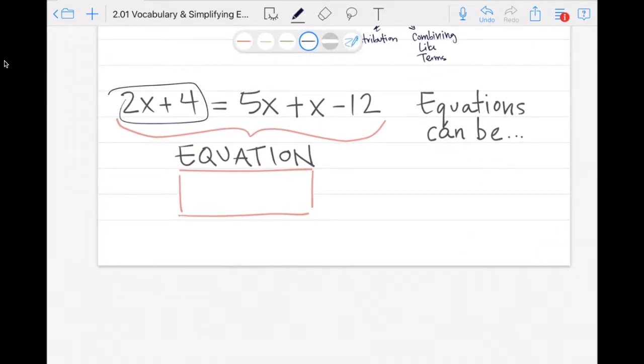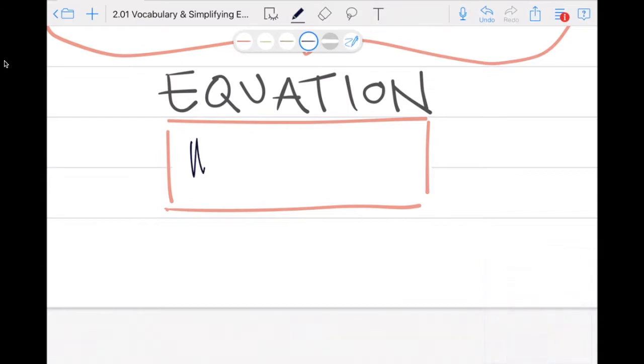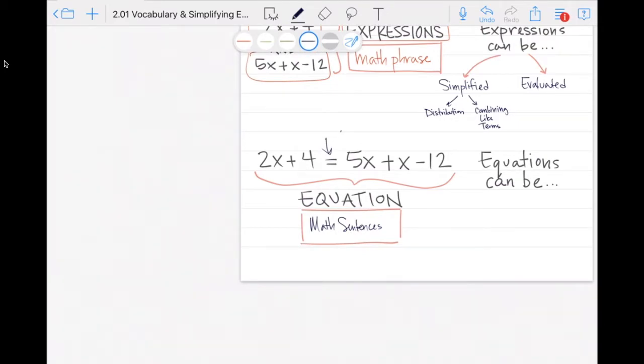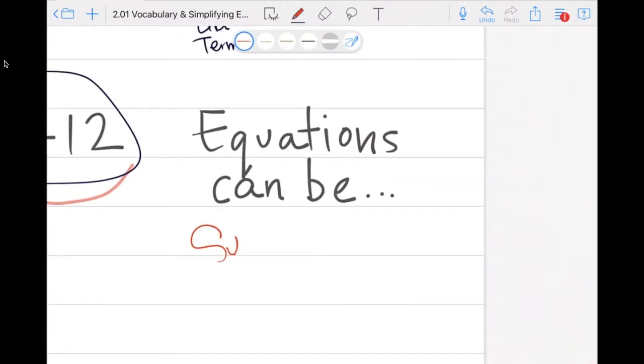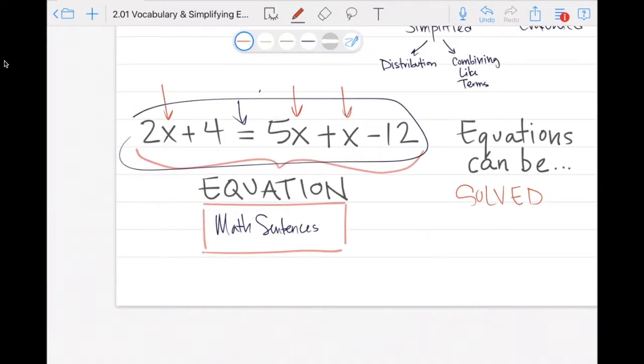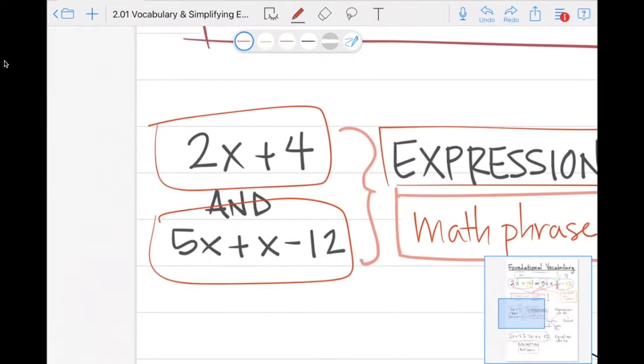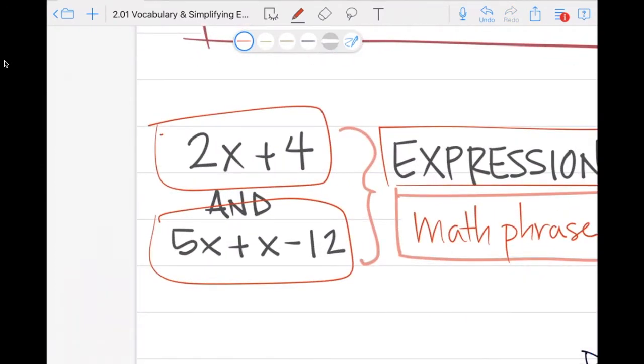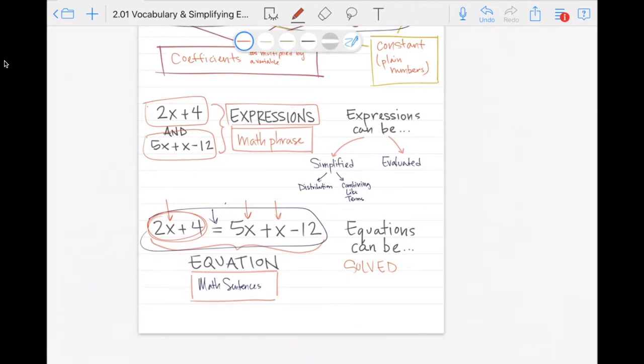Now, as soon as we take 2 expressions and we set them equal to each other with an equal sign, now we're talking about an equation, and equations are math sentences. So if you're dealing with a part of an equation, I'm going to talk about the expression on the left side of the equal sign and the expression on the right side of the equal sign. And then the whole thing I'm going to call an equation. Now, the vocabulary term associated with equations is that equations can be solved. In other words, we can figure out what value of x makes this expression equal this expression. That's called solving. We could not solve 2x plus 4. We could not solve 5x plus x minus 12. We can only simplify those or evaluate those.